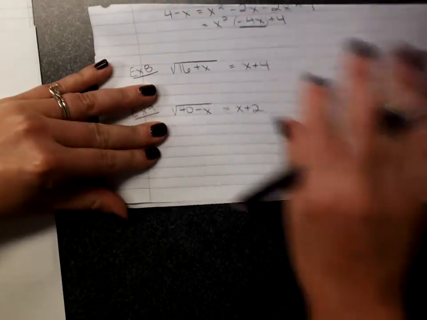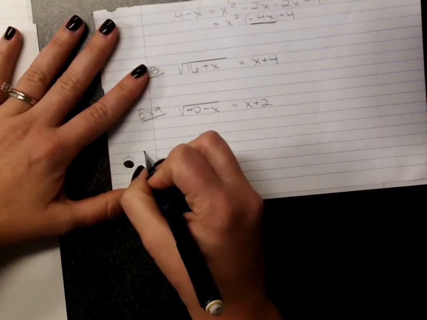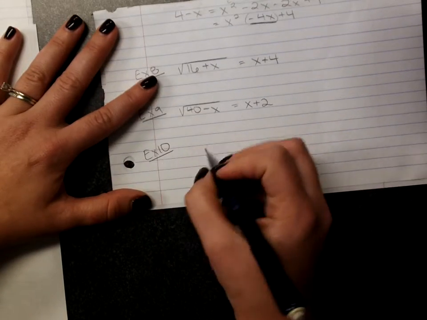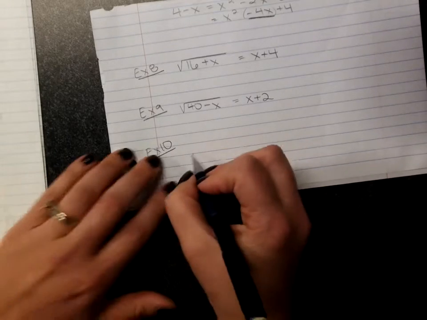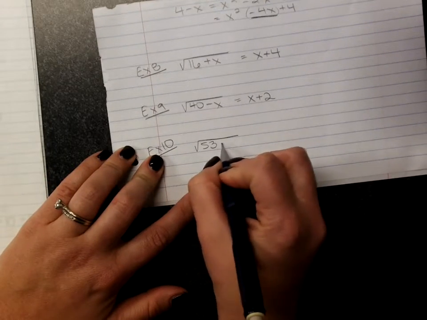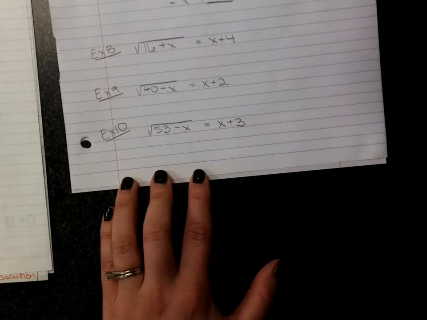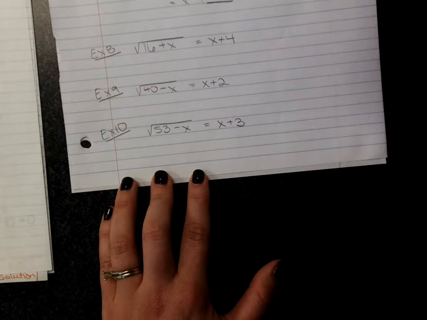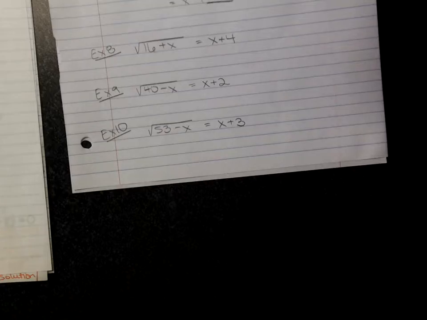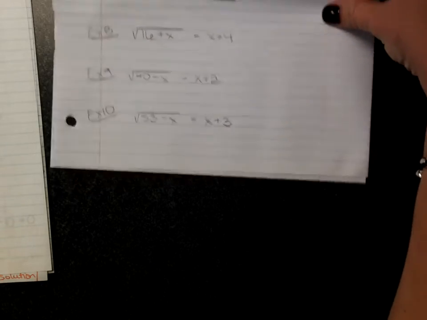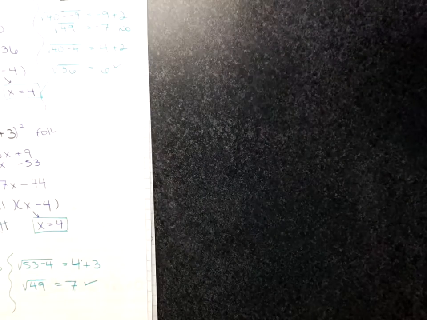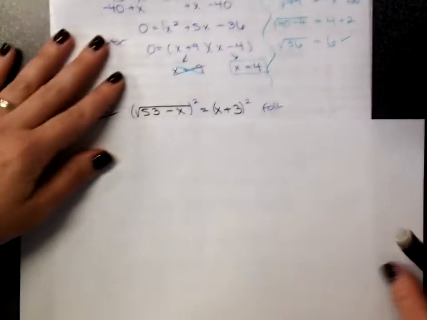Let's see here. Example 10. This will be our last one. Let's see, example 10, the square root of 53 minus x equals x plus 3. Again, I would pause the video, try this all the way to completion, check your answers, and then play the video back to see how you did.